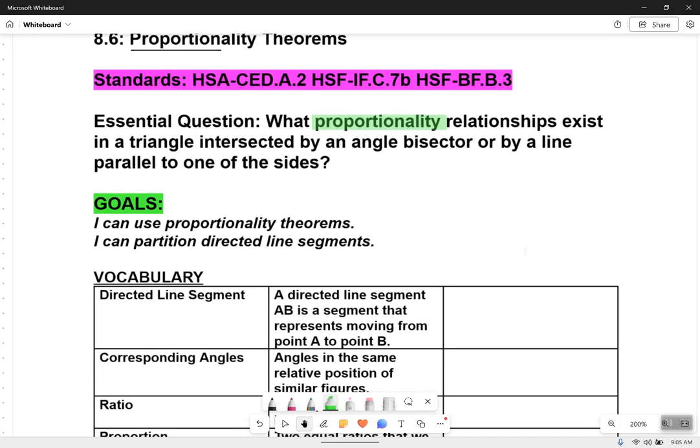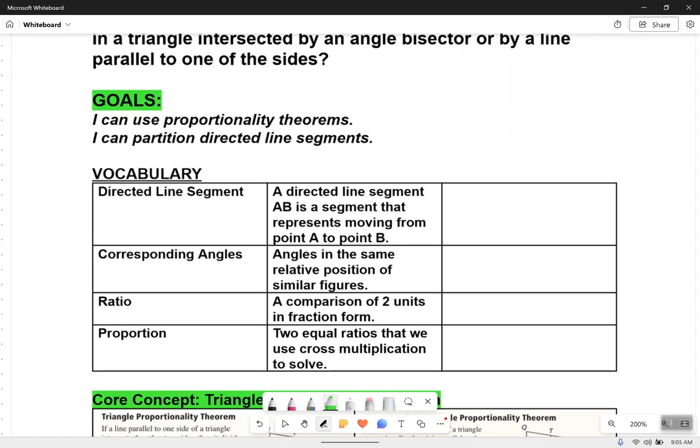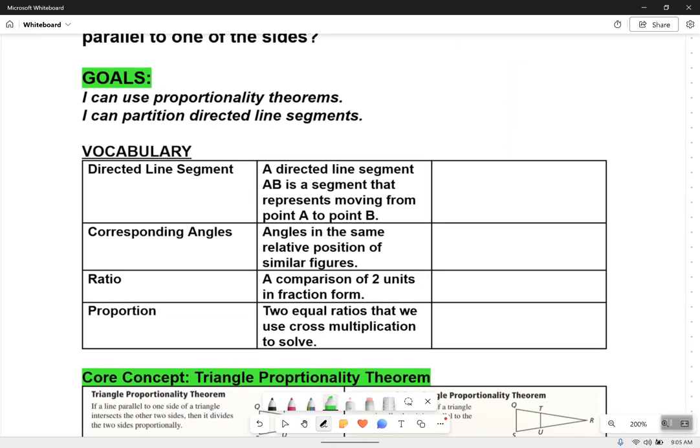So our goals to answer this question for the day are the following, okay? First goal says I can use proportionality theorems. That shouldn't be a problem. And then one that's going to get a little bit tougher, I think, is I can partition directed line segments. So we need to understand what some directed line segments are. Okay, so that's the first vocab term. And the first vocab term that I'm at right here is directed line segment.